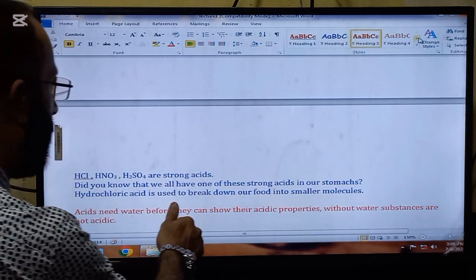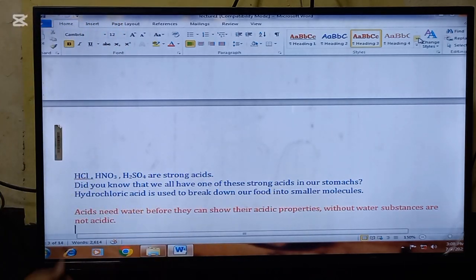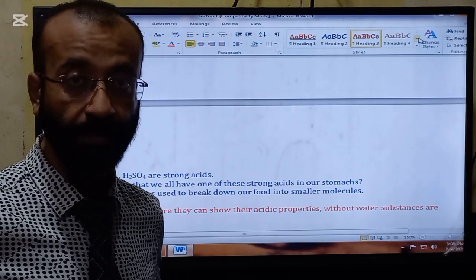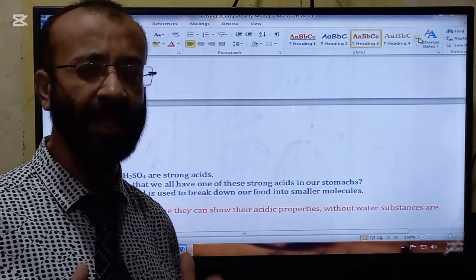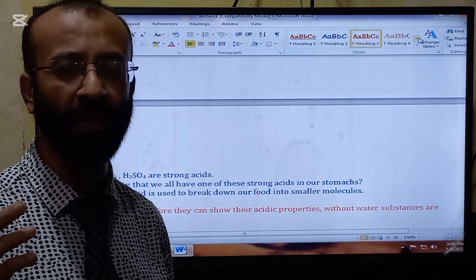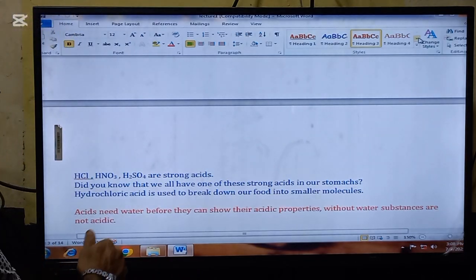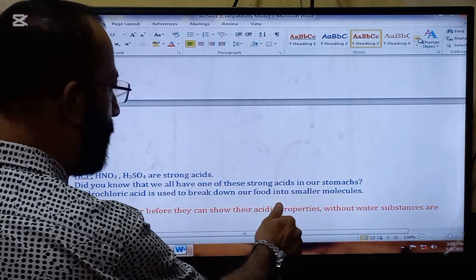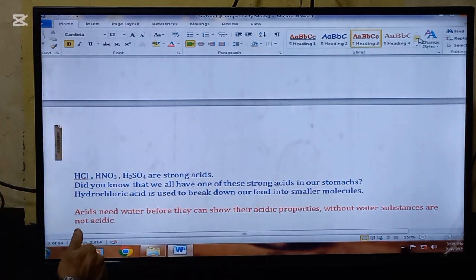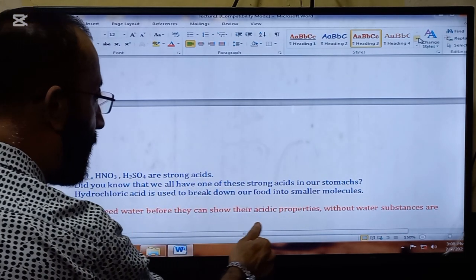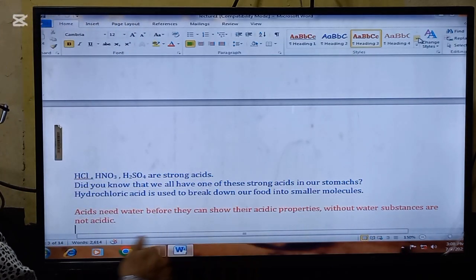Did you know that we all have one of these strong acids in our stomach? Hydrochloric acid is there in our stomach. So that is a strong acid. Sometimes we feel acidity after eating a particular kind of meal. Hydrochloric acid is used to break down our food into smaller molecules. Acids need water before they can show their acidic properties. Without water, substances are not acidic.